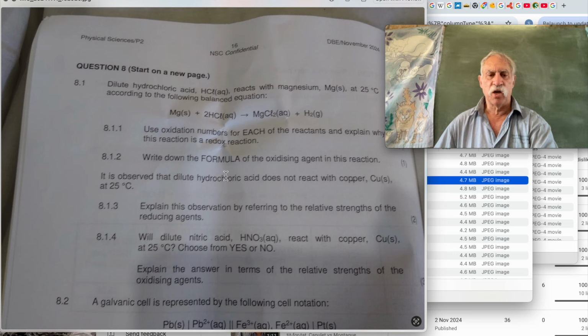Here it is observed that dilute hydrochloric acid does not react with copper at 25. Explain this observation by going to the relative reducing agents. So you go to your redox table and you look it up. Will it react with copper solid at 25, yes or no? It is observed that dilute hydrochloric acid, and then nitric acid, so they've got hydrochloric acid and then nitric acid. So you presumably have to look up where the nitrate sits on that redox table, and see whether it's higher than hydrogen or not, and then see whether it will react or not. So yes, I think it is important to know that redox table.